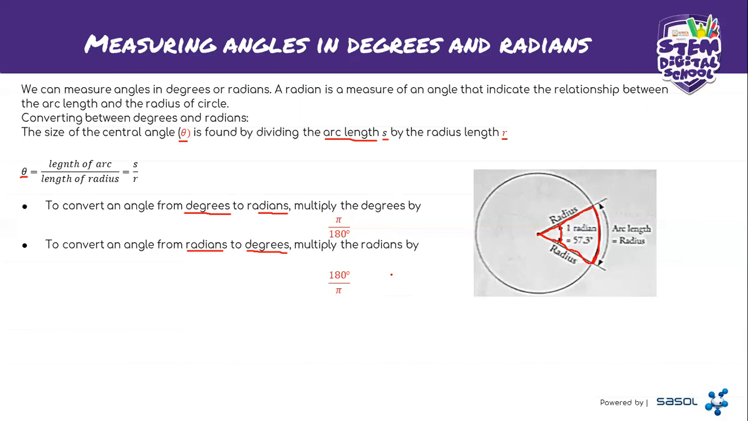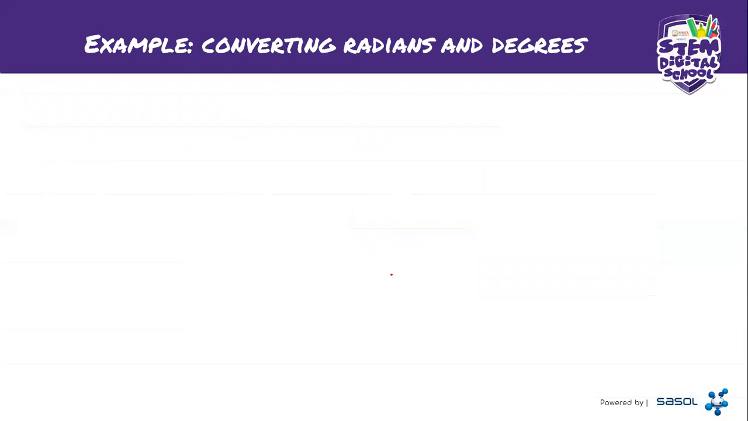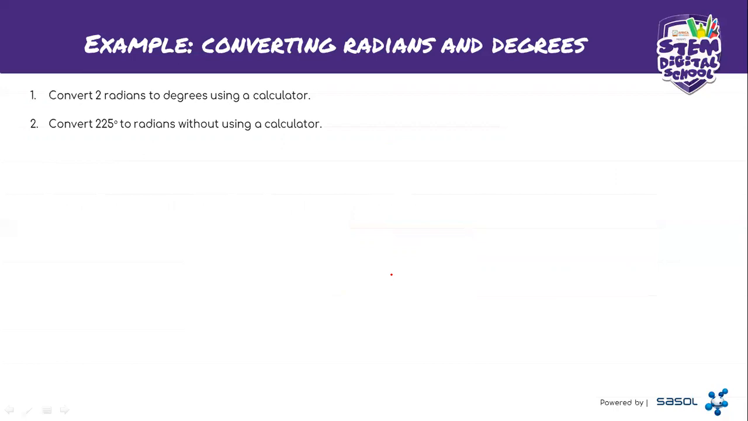Now let's proceed. We have examples where we are going to convert radians and also convert degrees. Let's see the question that we might get. The first question says, convert 2 radians to degrees. We want to know 2 radians in terms of degrees.